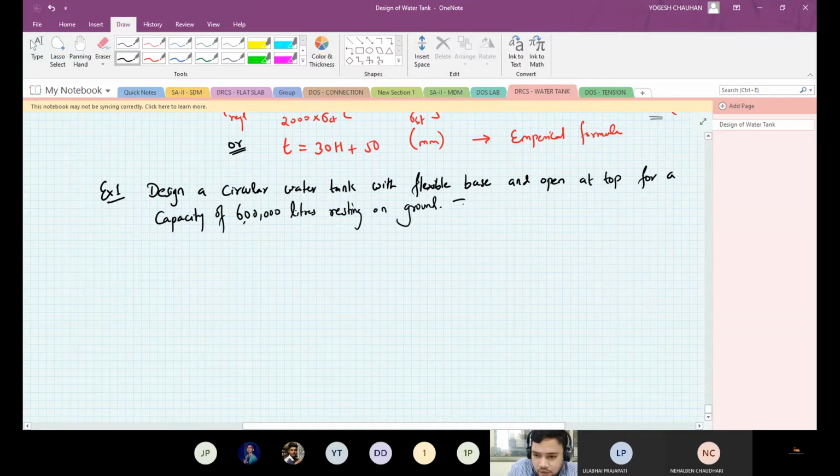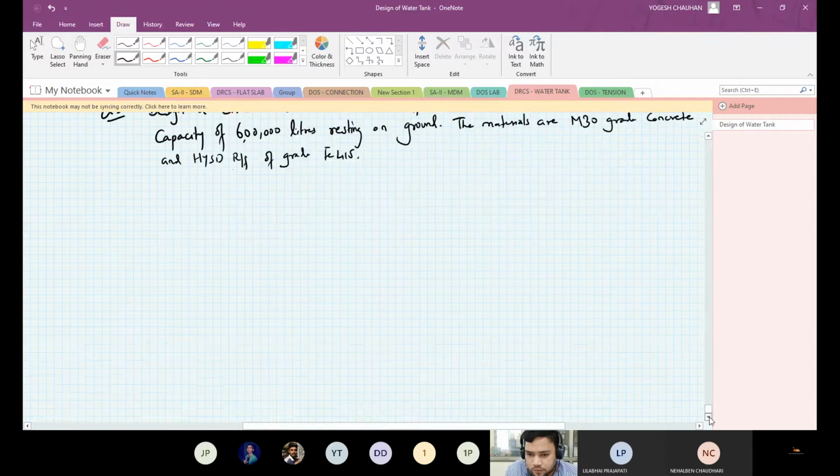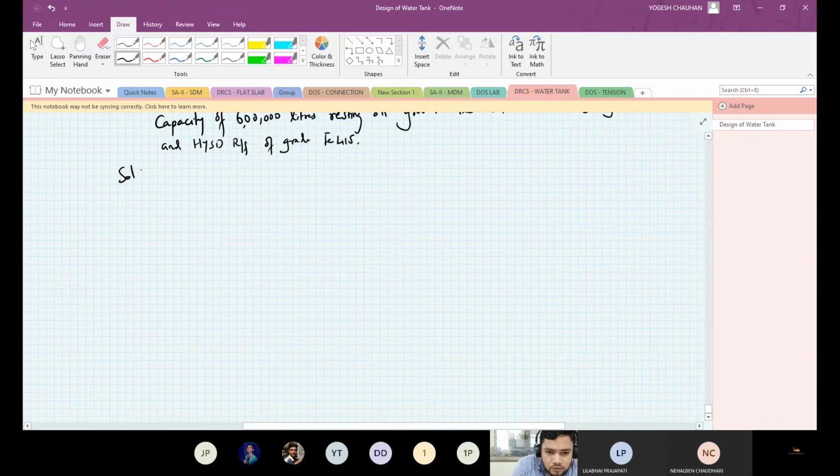The materials are M30 grade concrete and HYSD reinforcement of grade Fe415. So let's solve this.